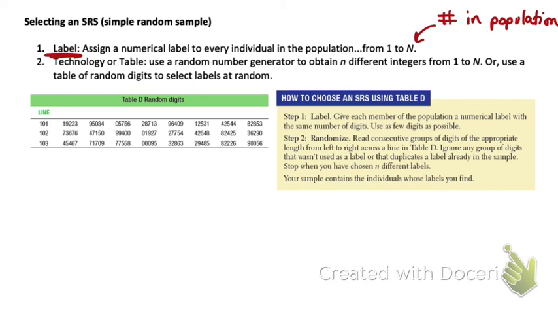This is only used in a statistics class. This is not used in real life statistics. The only reason that we would not use a random number generator in class is because if we allowed you guys to use a random number generator, you can all randomly get different answers to the test, and I could never grade it. This is a way that we can randomly select and all get the same random answers. This is Table D.